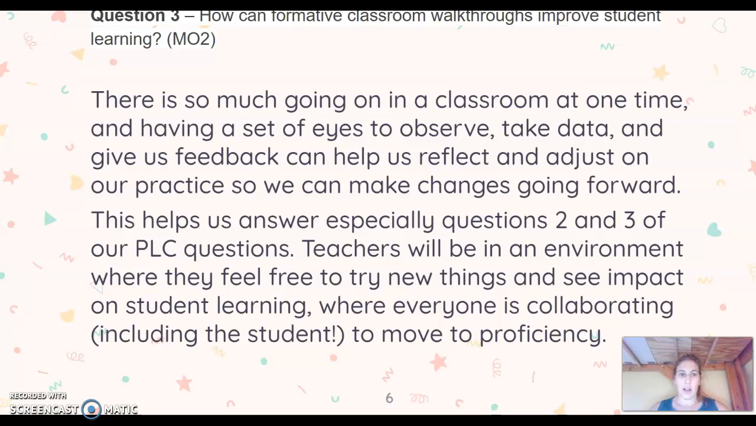So this really also helps us answer questions 2 and 3 from our PLC: how will we know if students have learned, and then what will we do if they have not learned. These formative observations can help teachers know if students are learning, make sure students have what they need to be drivers of their own educational process. And if students are not understanding these things, then it's time to take some steps to rectify that situation.